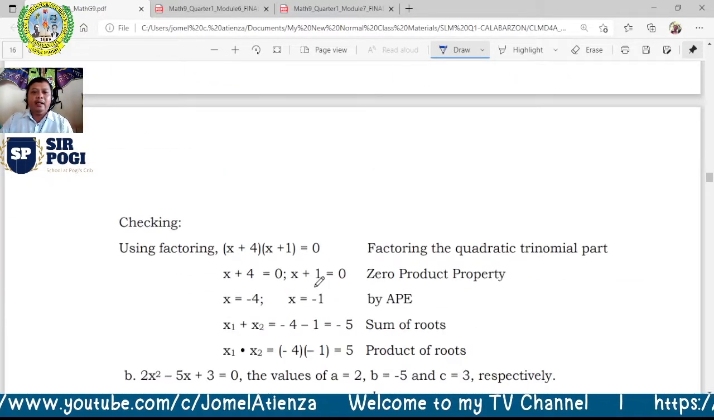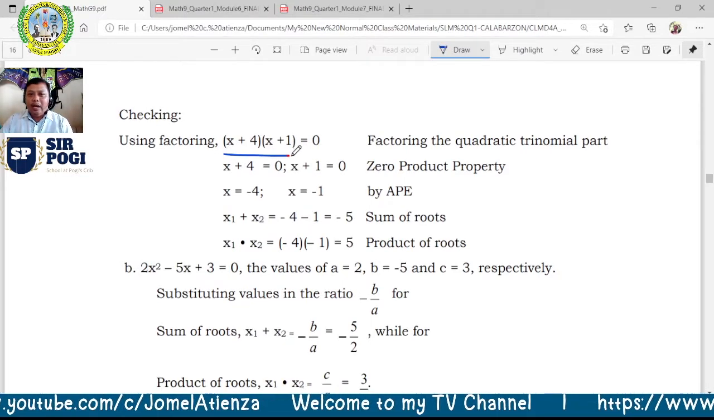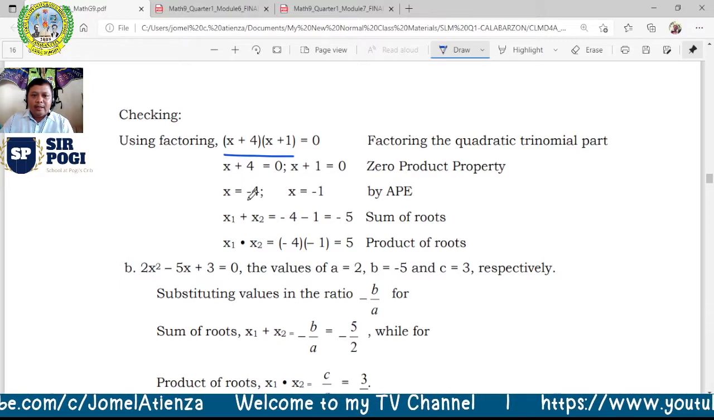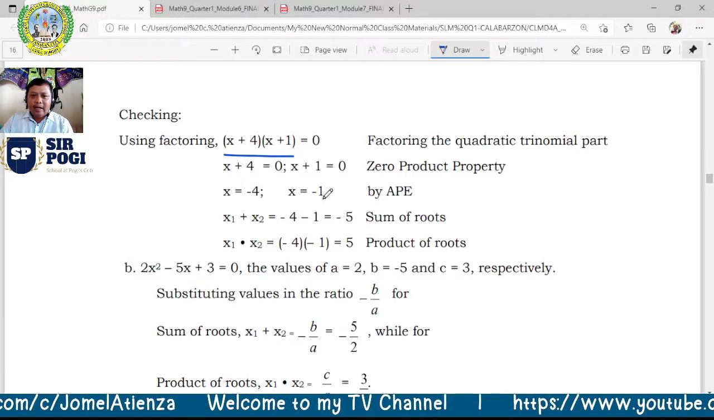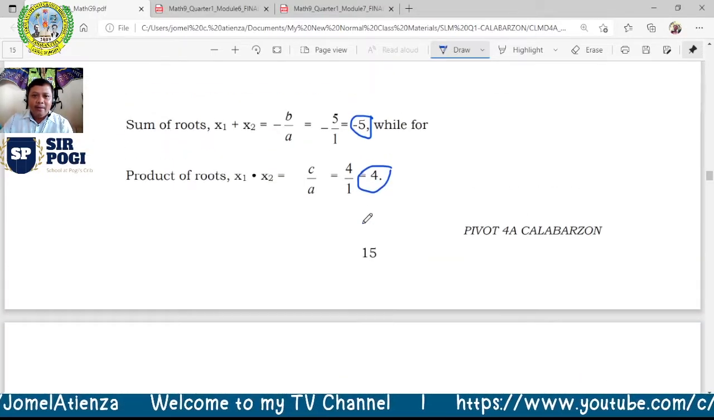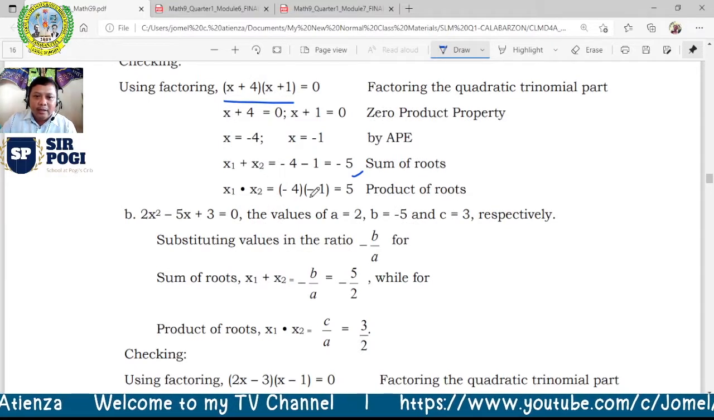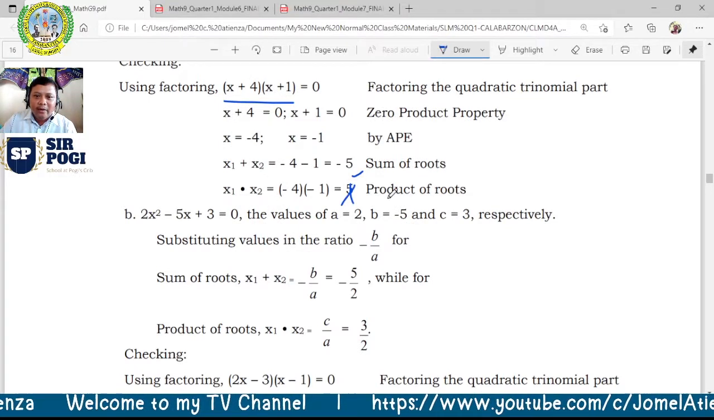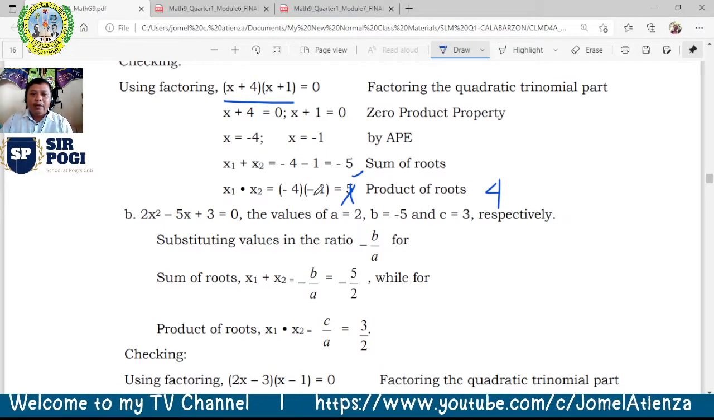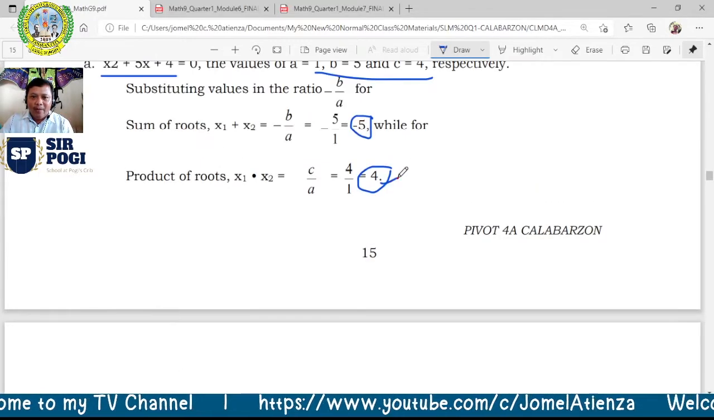Okay? So, to check, so let us check. So, using the factoring, so we have x is negative 4 and x is negative 1. So, to get the sum, tama nga siya, negative 5, diba? And to get the product, which is positive 4. This is positive 4 ha. Negative 4 times negative 1 is positive 4. So, tama din po. Okay?